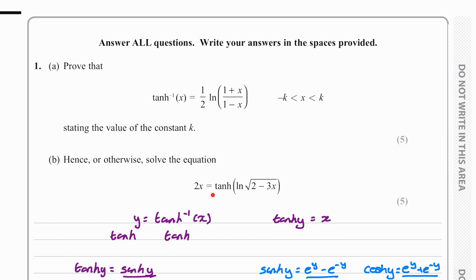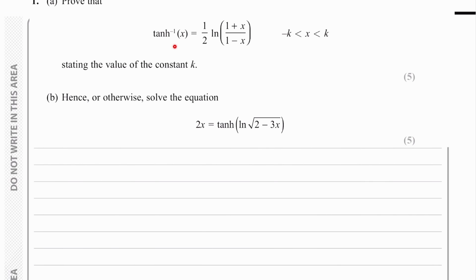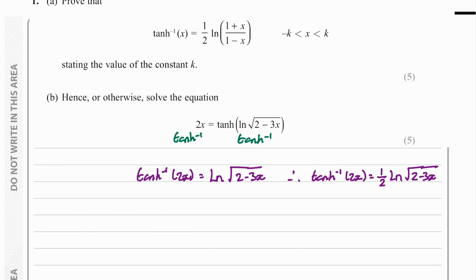Hence or otherwise, solve this equation. Well, we've just proven that this is true. So it makes sense then to leave a natural log term on this side and move this tanh term to the other side, because then this will give us an arctanh, similar to what we have here. So if we take the arctanh of both sides, will give us the arctanh of 2x equals the natural log of root 2 minus 3x. Then we can use the power rule of logs to move this root to a power of a half, which we can then move in front here. So now we've got an equation looking more like what we've just proven.